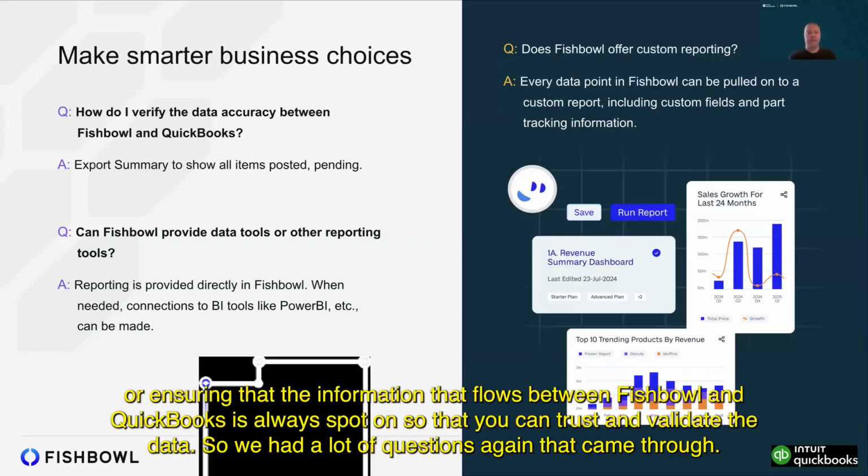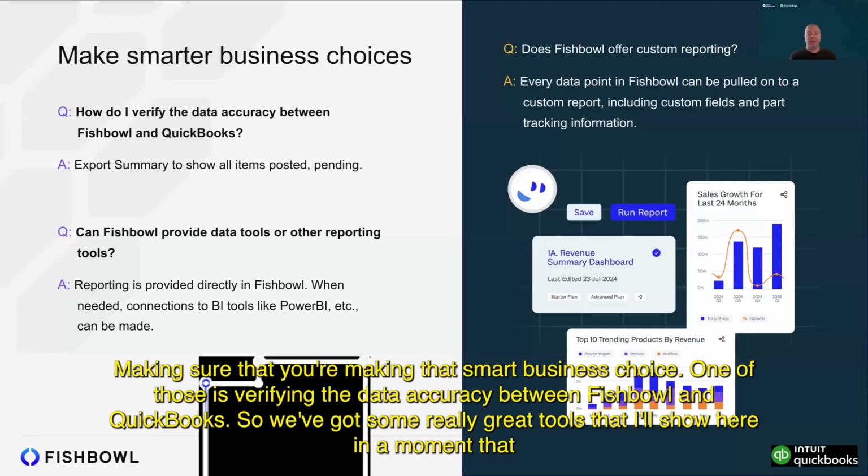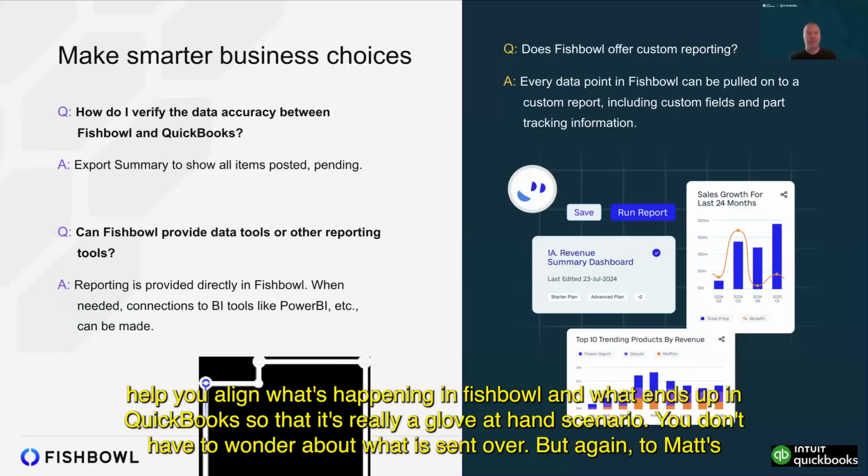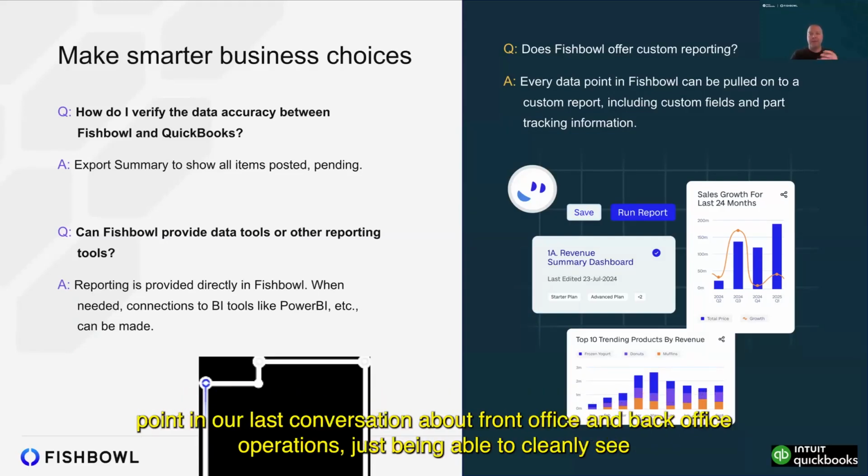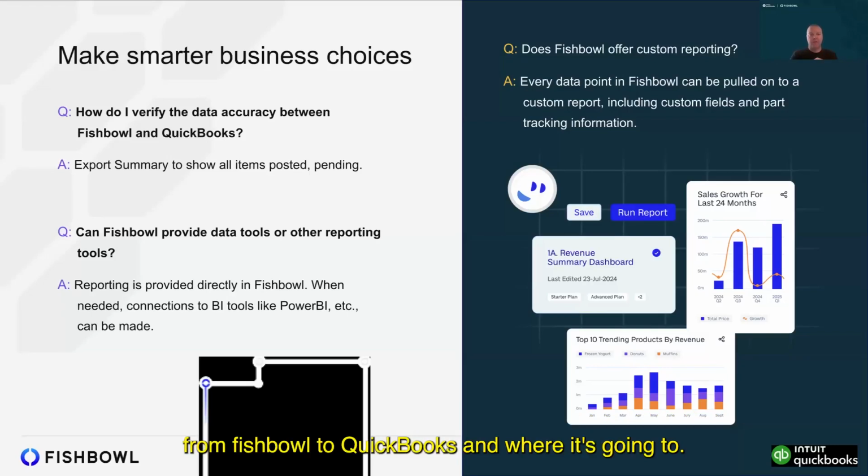So we had a lot of questions again that came through, making sure that you're making that smart business choice. One of those is verifying the data accuracy between Fishbowl and QuickBooks. We've got some really great tools that I'll show here in a moment that help you align what's happening in Fishbowl and what ends up in QuickBooks, so that it's really a glove at hand scenario. You don't have to wonder about what is sent over. But again, to Matt's point in our last conversation about front office and back office operations, just being able to cleanly see from Fishbowl to QuickBooks and where it's going to.